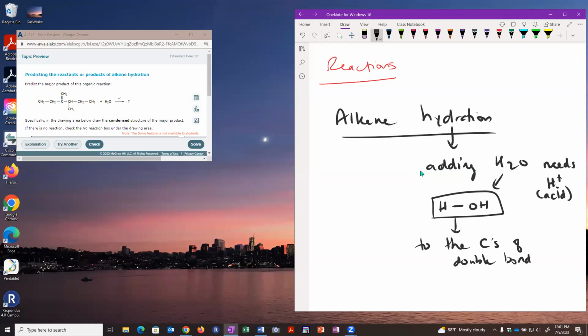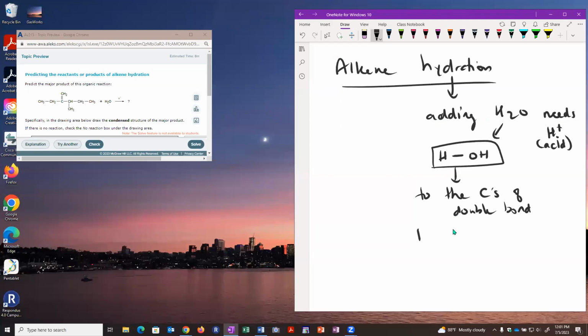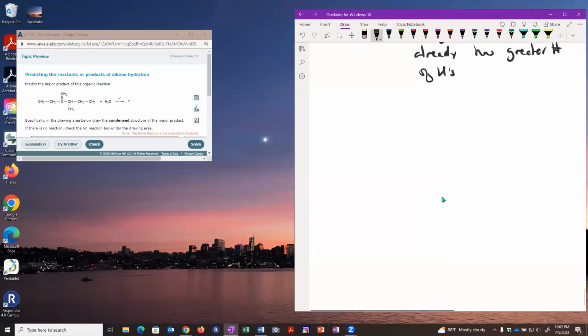Where does the H go? Where does the OH go? Well, the H goes to the carbon that already has the greater number of H's. And then the OH goes to the other carbon of the double bond. So that's all we need to do, is to look at our structure.